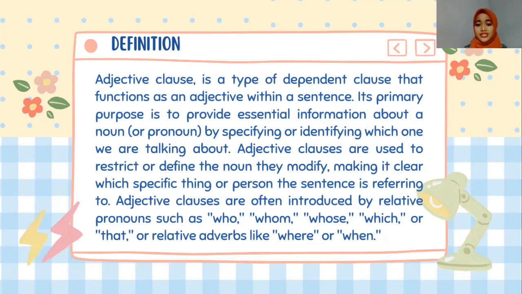Adjective clauses are often introduced by relative pronouns such as who, whom, whose, which, or that, or relative adverbs like where and when.